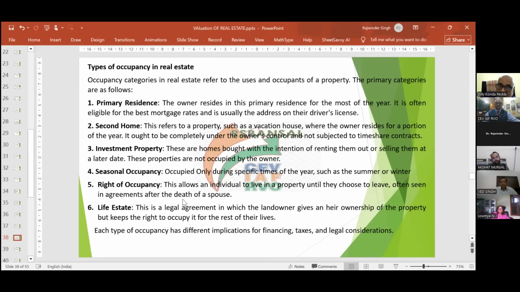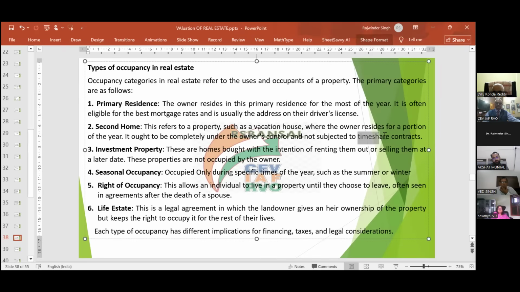Then second home. This refers to a property such as a vacation house where the owner resides for a portion of the year. It is on the basis of timeshare contracts. You have bought a share in a property where you may live for one month of the year on the basis of timeshare. And next month, someone else will be living there. That is second home.